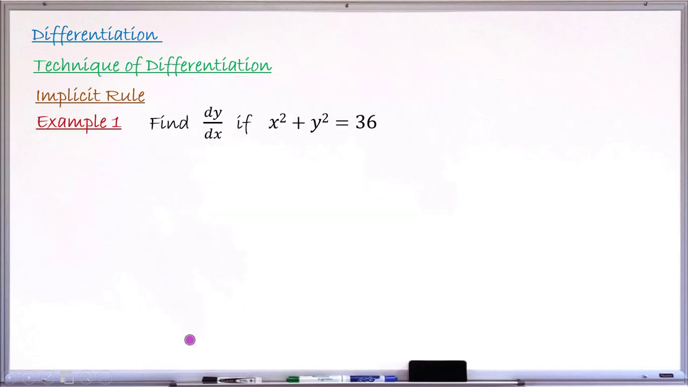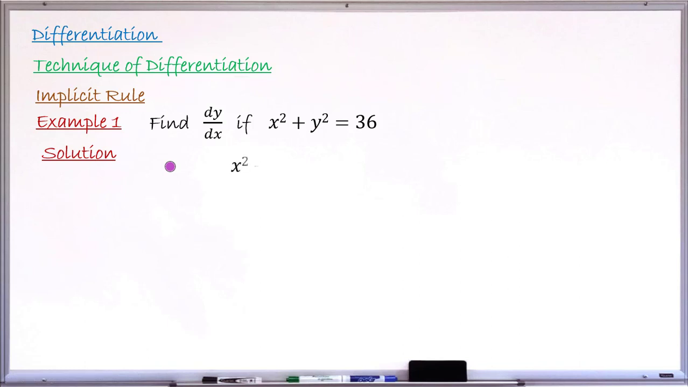So example number one, it says find dy by dx, that is the derivative of the function y with respect to x, if you have this function x squared plus y squared equals 36. This is an implicit function because you can see here y is never made the subject of the formula. Solution to this very problem.